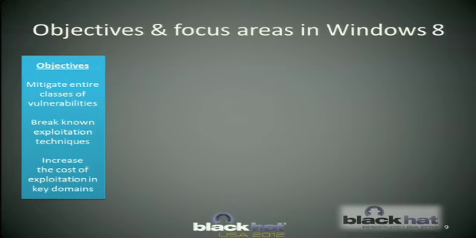We also wanted to do things to take those exploitation techniques that attackers have come up with and just break them. And if we can't break them 100%, let's at least make them as unreliable as possible so that the attackers won't be guaranteed that their techniques will succeed all the time. And finally, we wanted to make sure that we did everything we could to increase the cost of exploitation in key domains. So these are the application domains that are commonly exposed to attackers. Web browsers is a great example.